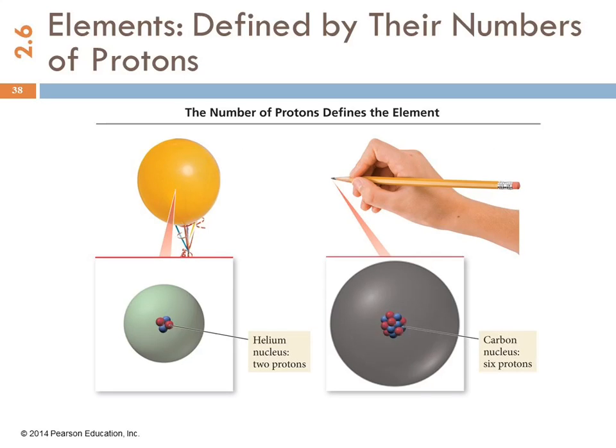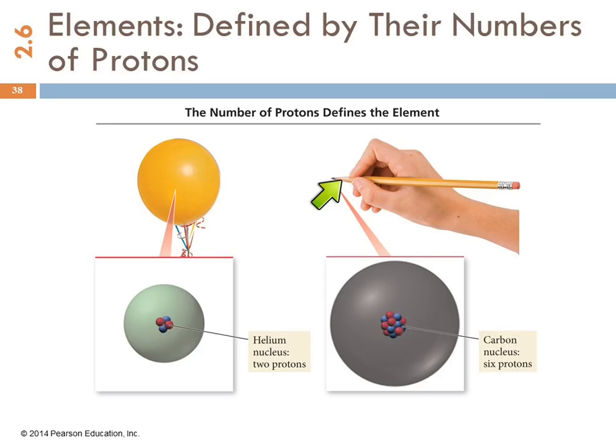So if we look at a helium atom, so here's a party balloon full of helium, and in the helium atom we have in the nucleus 2 protons. This atomic number is on the periodic table. If you look at the periodic table, each of those boxes has one whole number in it. That's the atomic number, the number of protons. If you find helium in the upper right corner, it's number 2. 2 protons.